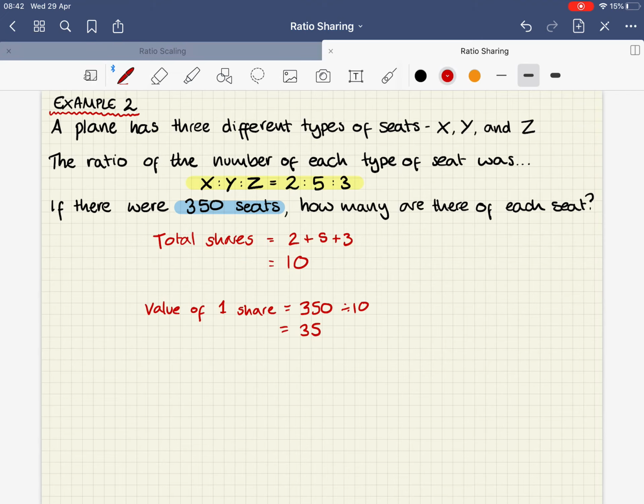And now I can find out how much of each thing I have. So X has 2 shares, so I times 2 by 35. So I'll have 70 seats. Y has 5 shares, and I times that by 35, and that's going to be 175. And Z has 3 shares, so I times that by 35, and that's going to give me 105.